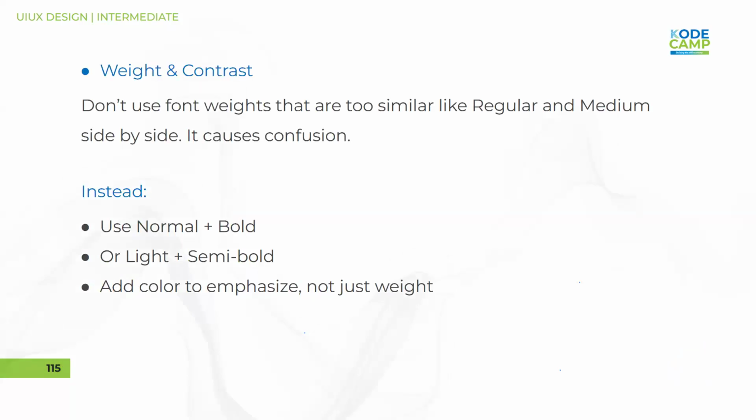So let's look at common typography mistakes to avoid. Number one, weight and contrast. Don't use font weights that are too similar, like regular and medium side by side, because it will cause confusion. Instead, use normal and bold, light and semi-bold, and use color to emphasize, not just weight. If you want to show that the emphasis should be on this particular area, then make it bold and also add a color to show that this is where users should focus.